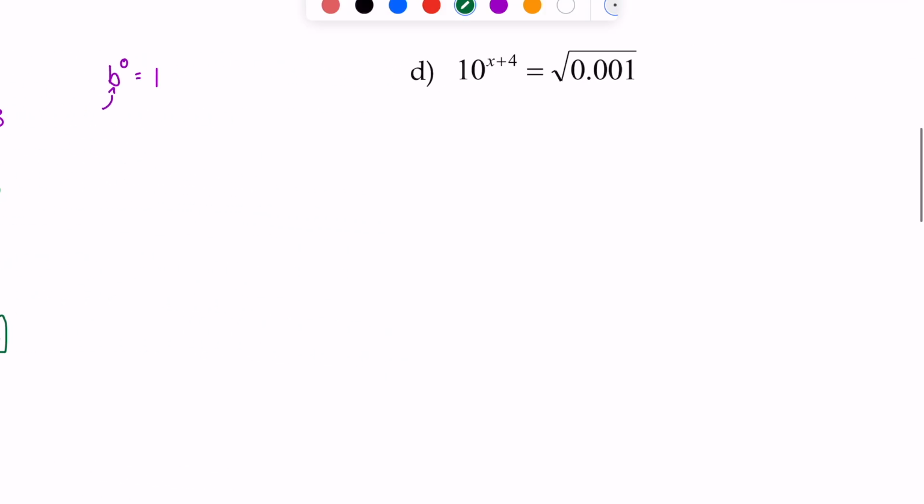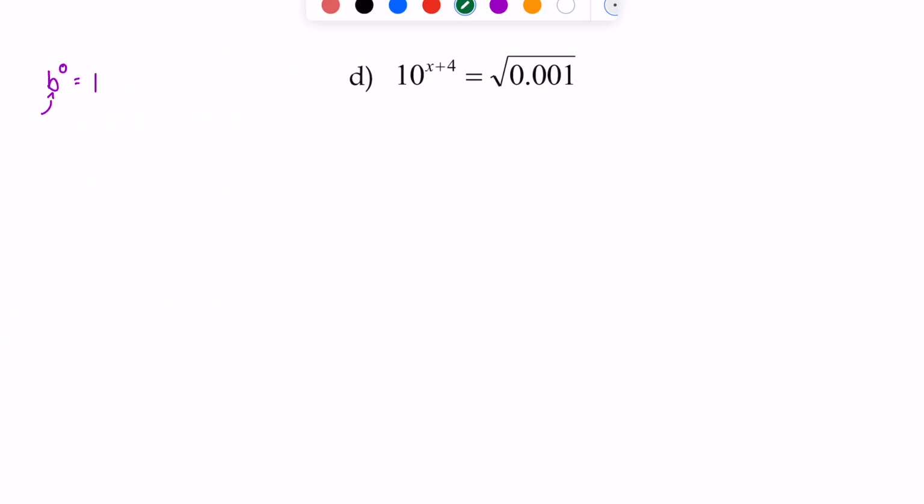Okay, D. 10 to the power of x plus 4 is equal to the square root of 0.001. Well, this is a base 10. This right here, 0.001, that's the same thing as saying the square root of 1 divided by 1,000, because you're in the thousandths decimal place. So same thing as the previous problems, we need a way of having the same base to be able to solve for the exponent x up top.